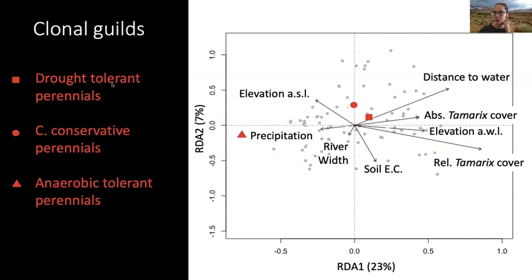And then the clonal drought tolerant perennials were related to distance to water here, but not strongly related to Tamarix cover. So this suggests that as Tamarix is removed and sites become hotter and drier, this guild may increase, which incidentally is also made up of a fair number of invasive species. They just tend to be different kinds. They are longer lived, more drought tolerant, and can reproduce asexually.